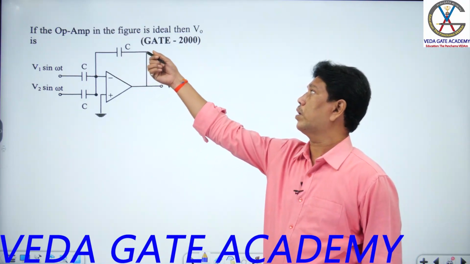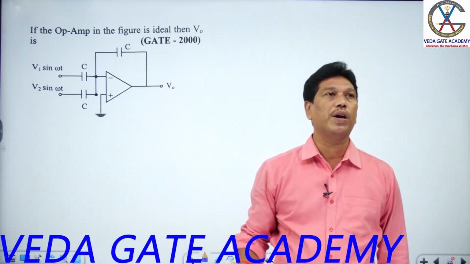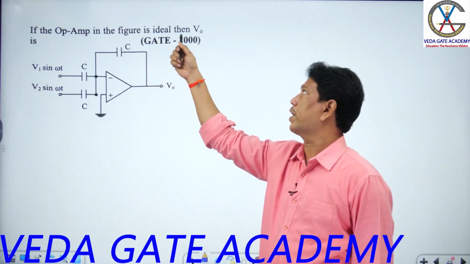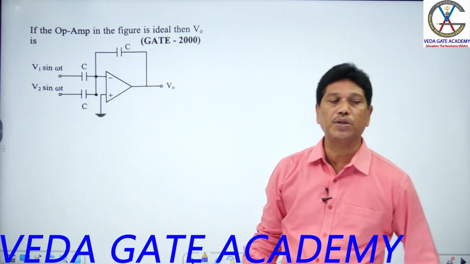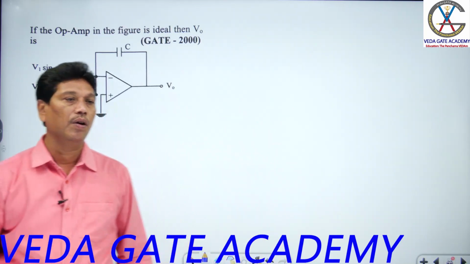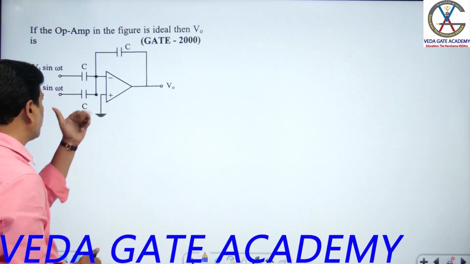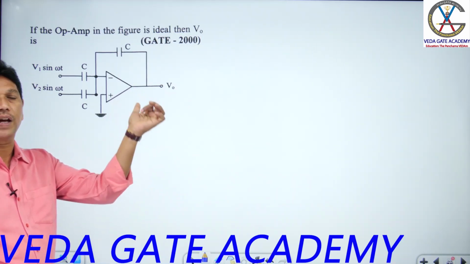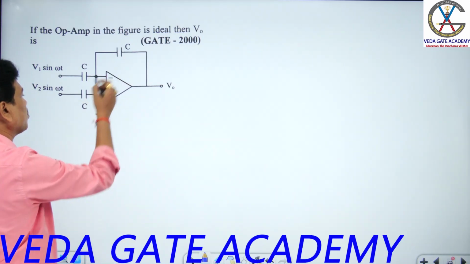If the op amp in the figure is ideal, then what is the output V naught, students? How much is the output V naught? Now I can go for the output V naught. This one looks like a summing amplifier, students. It looks like an adder circuit using capacitive impedance.